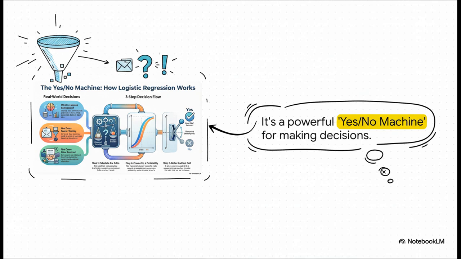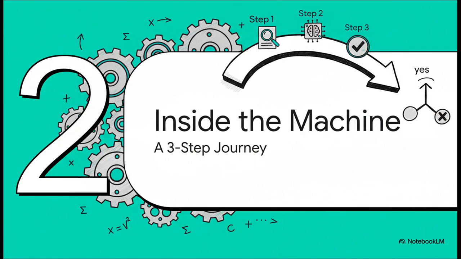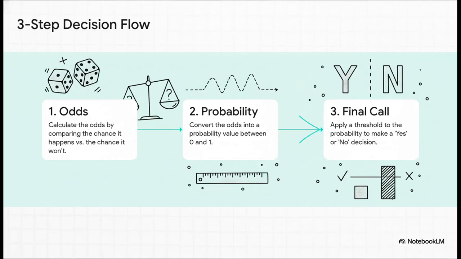See how it works? Real-world data goes in on one side, it runs through this neat three-step process in the middle, and then a final, clean decision pops out on the other side. The real secret sauce is in those three steps. So, you ready? Let's pop the hood and see what's going on inside. We can actually break this machine's entire thinking process down into a simple three-step journey. It's this simple. First, it calculates the odds. Then, it turns those odds into a proper probability. And finally, it uses that probability to make the final call. Yes or no. Let's walk through each one.